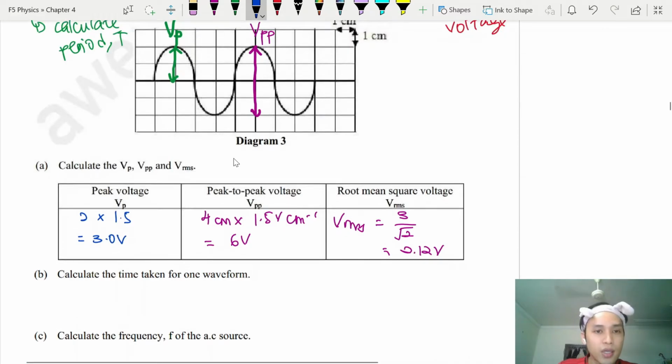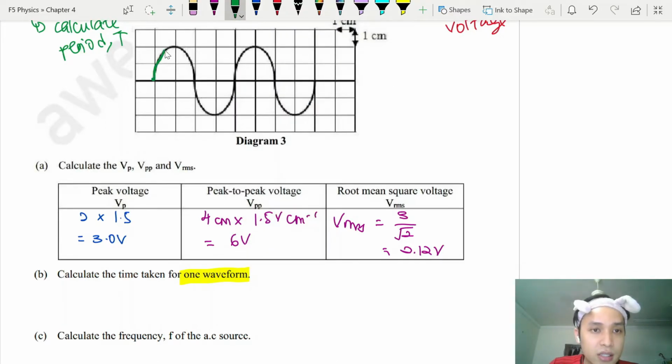Time taken for one waveform. You need to know how to identify one waveform. Let me just remove this. There are many different shapes of one waveform. This, from here to here, this is one waveform. This is one wave. What if I take a different point? If let's say I start from here, this to this is also one wave.